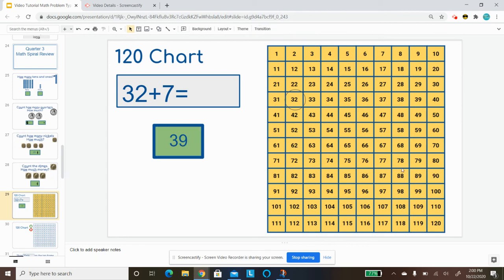So you're going to use your 120 chart to figure out what your answer is going to be.